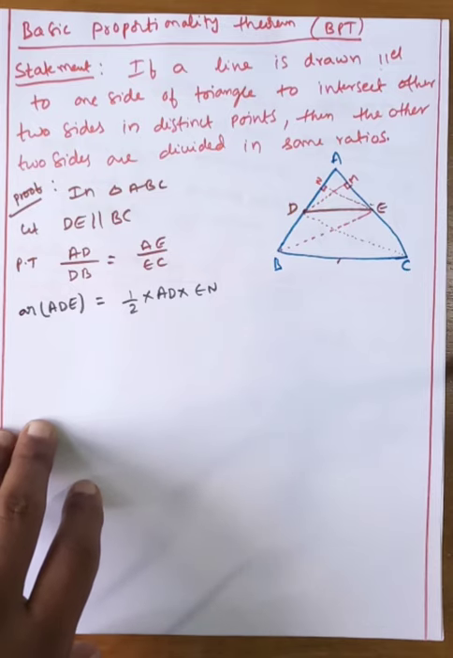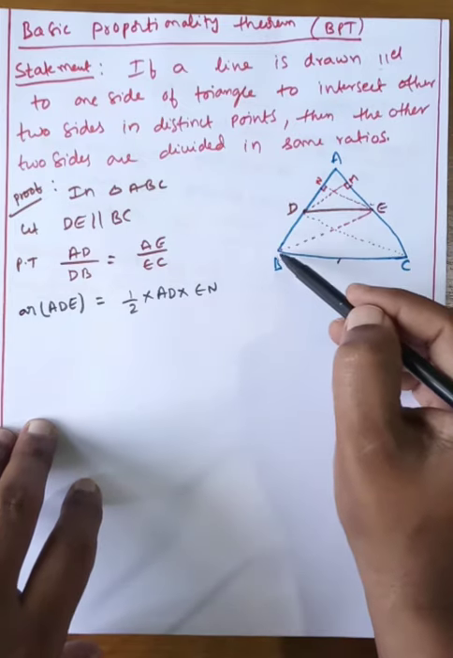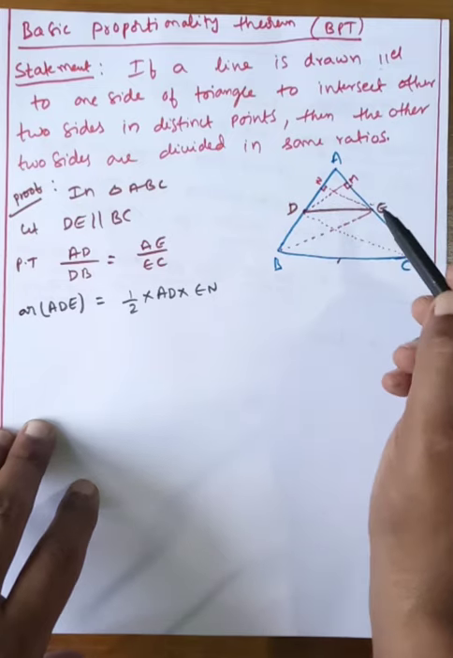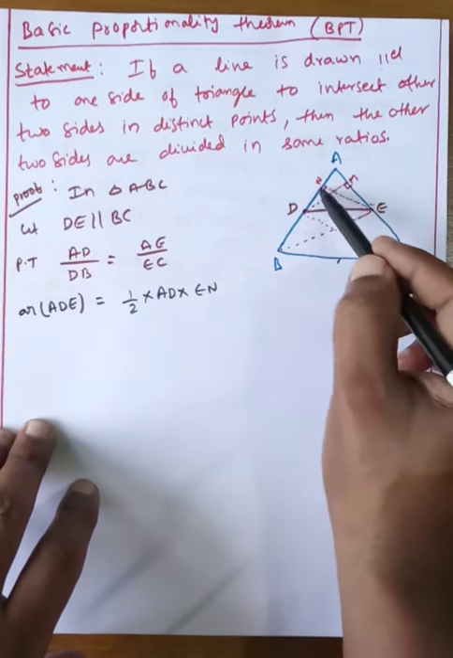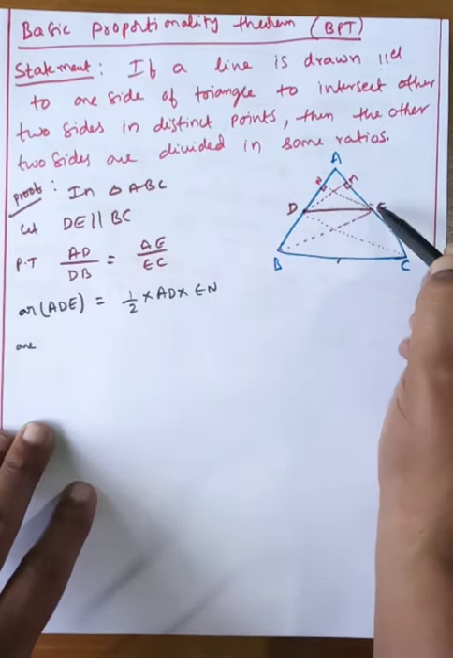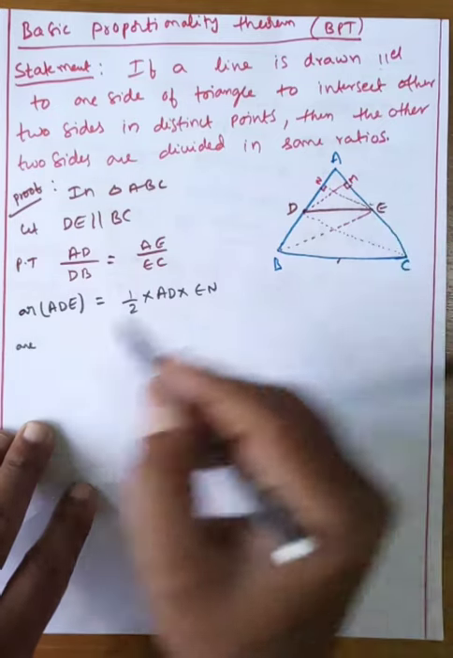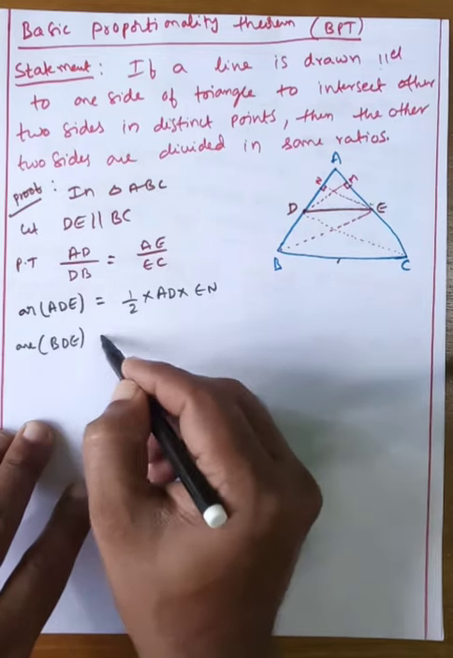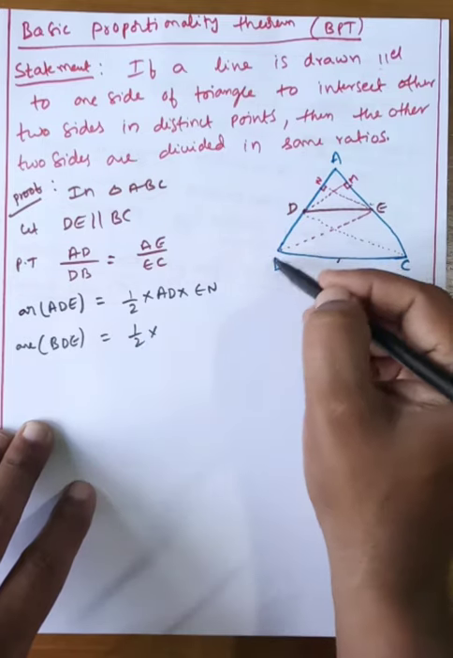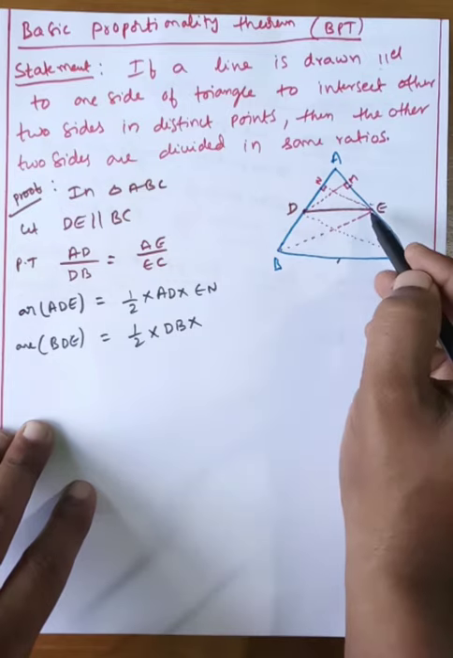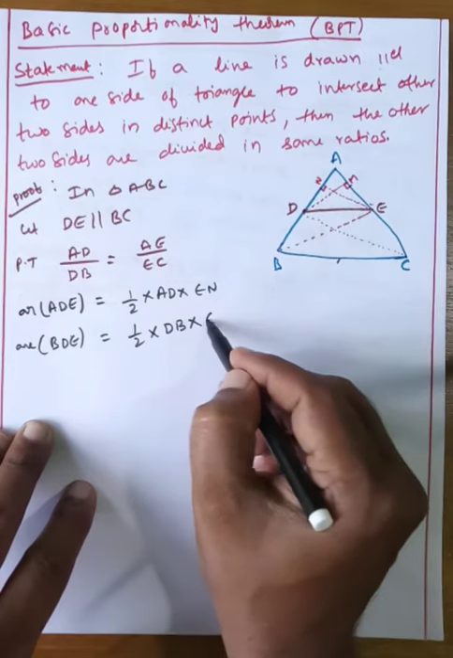Next we will take BDE. What happened in BDE? Here this is the triangle BDE. What is the height? 100%, EN is the height. This is the triangle, but we draw the perpendicular outside, no problem at all. Area of ADE is over. Next, area of BDE. What does the area mean? Half into base DB, and automatically the height is EN, 100%.